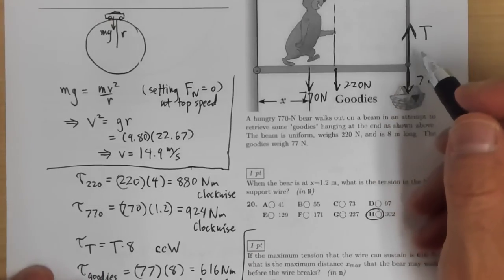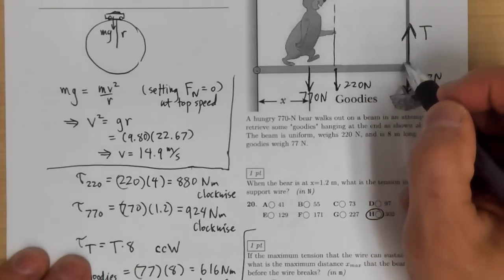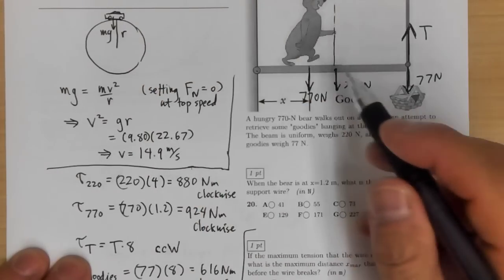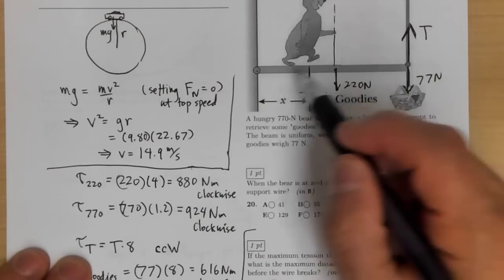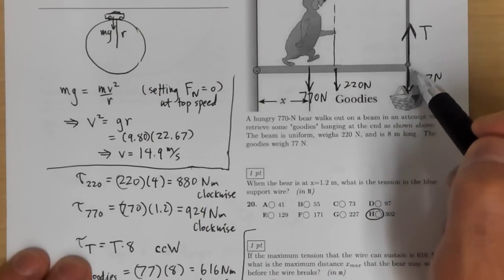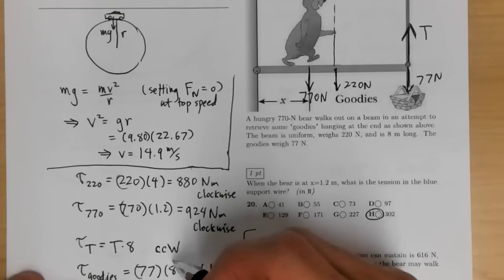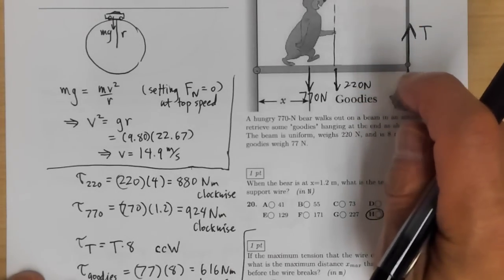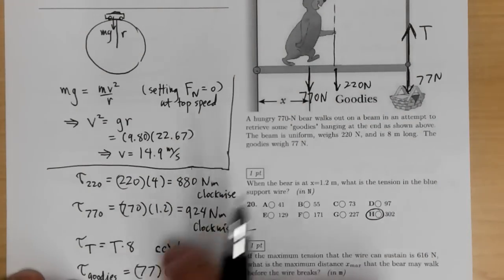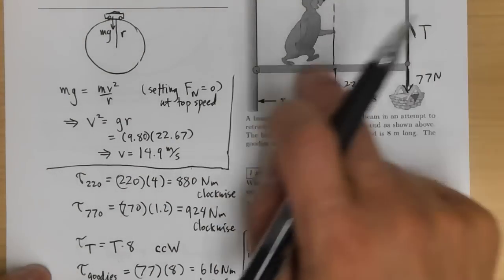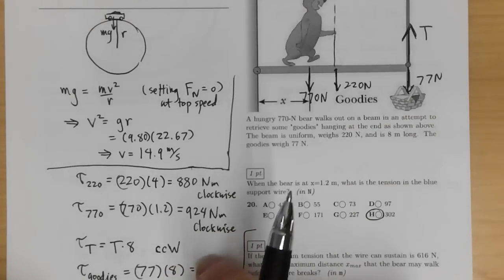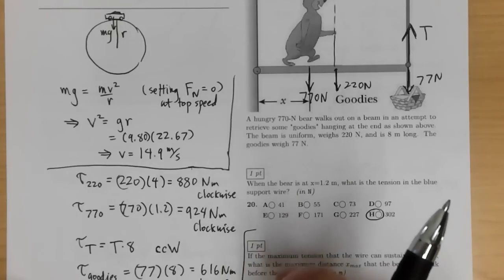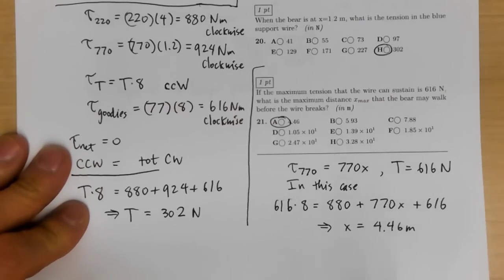And then we have the tension here, so it's going this way, it's kind of clockwise. And that will be T times the lever arm distance, which is 8 meters. So T times 8, kind of clockwise. And we have the goodies going down like this, so this goes clockwise. So that's 77 newtons times the lever arm distance, which is 8, which is going to give me 616 Newton meters. Now the net torque needs to be equal to 0.